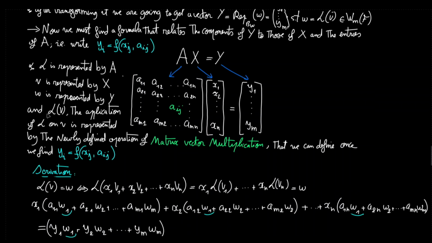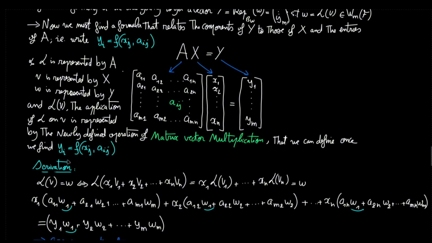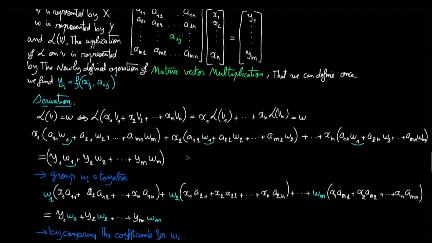Okay, and L of V, the application of L on V, the calculation of the image of V using L, this operation here is represented by another operation that we define right now. We call it matrix vector multiplication. We can define it once we find this equation here. So let's begin the derivation.